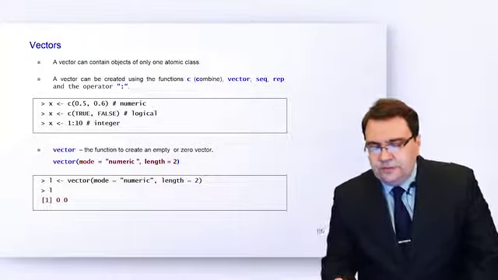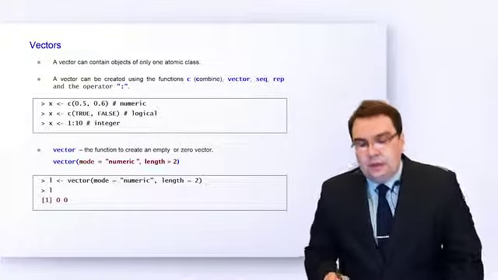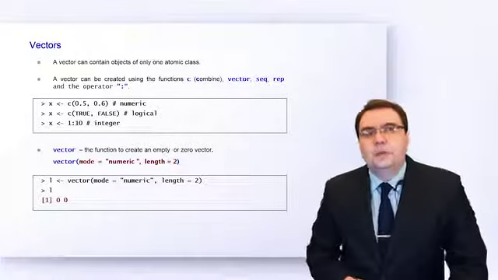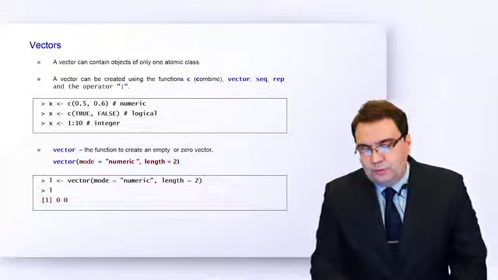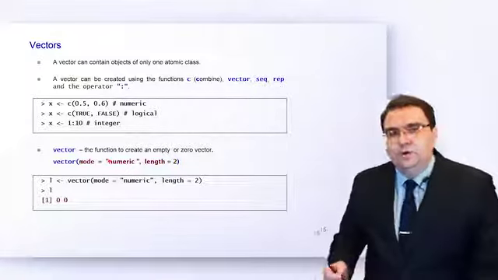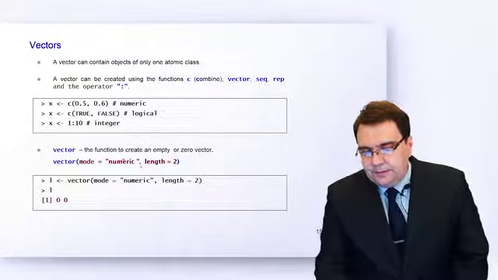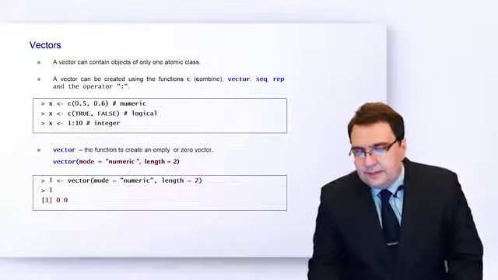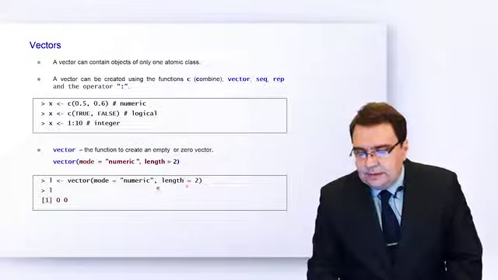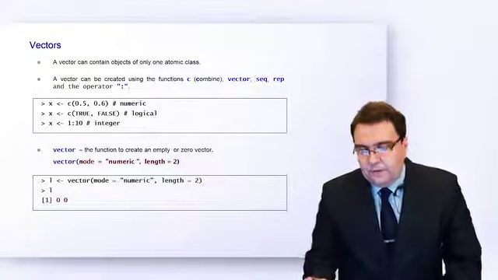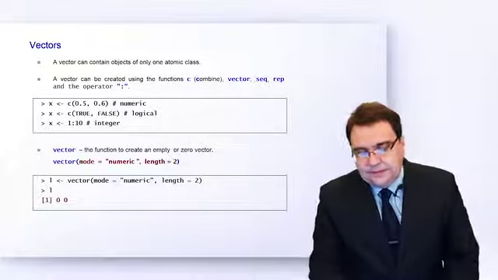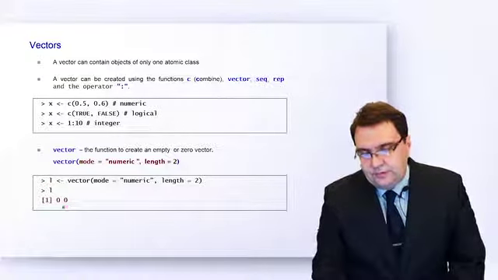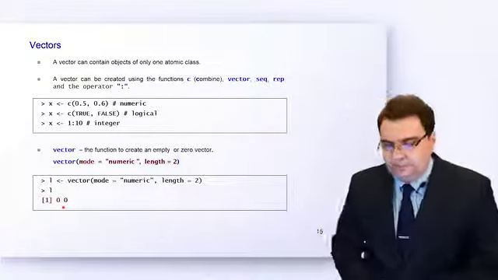The function vector is used to create an empty or zero vector. And this function uses two parameters. Mode, which says what type of atomic object you can create, like in this example, it's numeric. Then the next parameter says the length of this vector, like 2 elements, 3. So I created here vector L, which is of numeric type and contains 2 elements, 2 zeros.